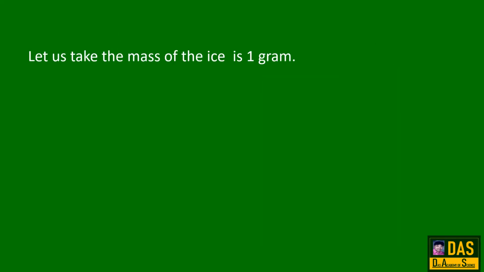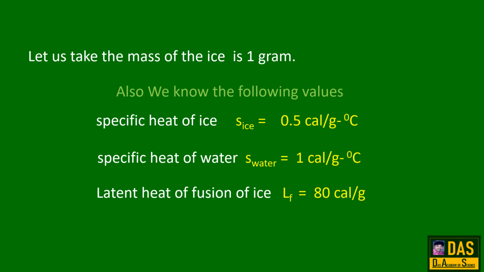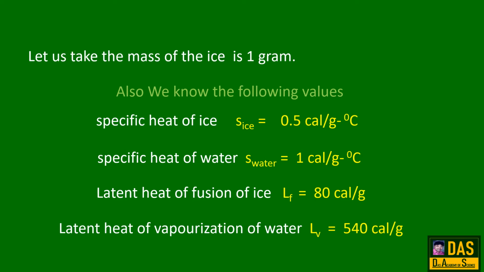Let us take the mass of ice as 1 gram. Also, we know the following values. Specific heat of ice, S ice, equal to 0.5 calories per gram degree Celsius. Specific heat of water, S water, equal to 1 calorie per gram degree Celsius. Latent heat of fusion of ice, LF, equal to 80 calories per gram. Latent heat of vaporization of water, LV, equal to 540 calories per gram.